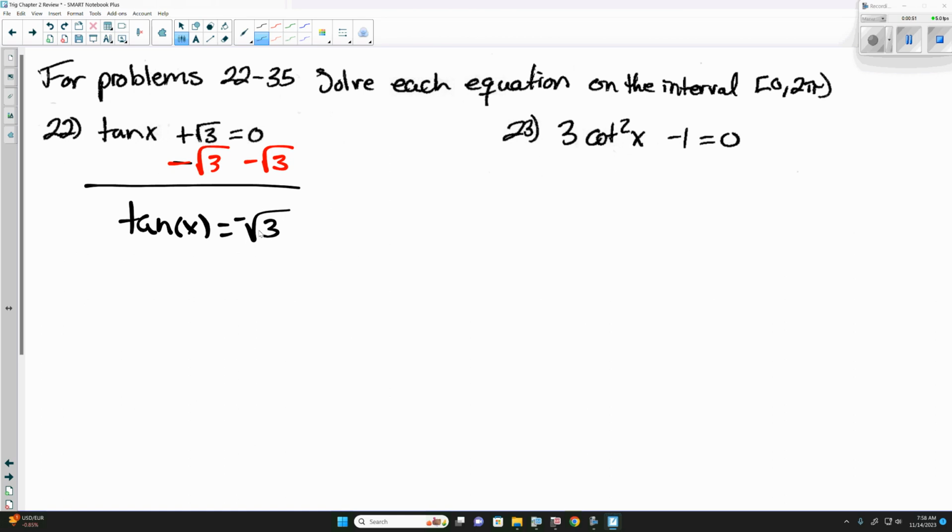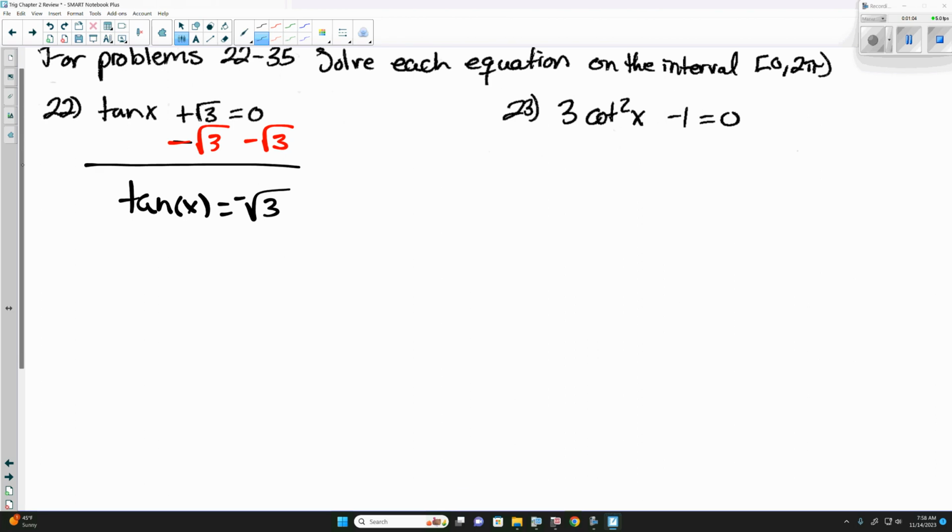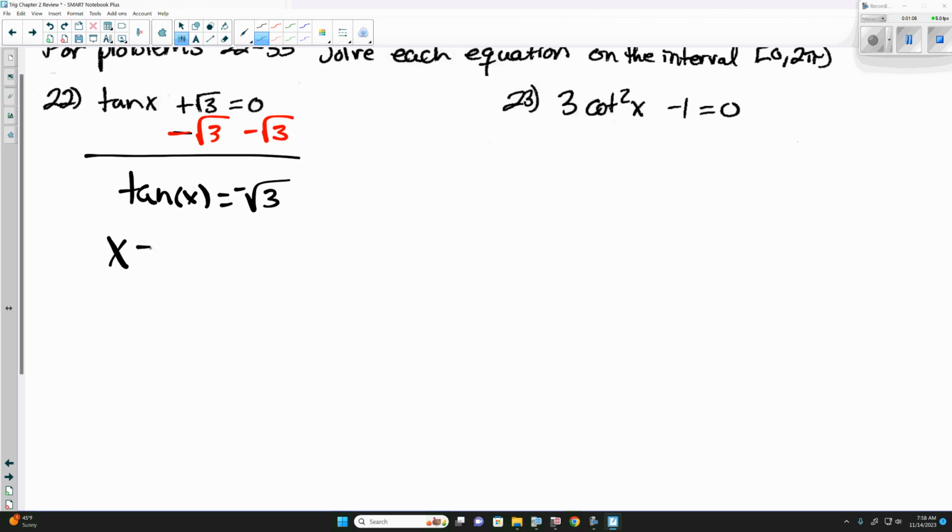Now, if we have tangent squared and tangent, a squared term and a singular term, then we want to get everything equal to 0, factor, and go from there. Here, we just have tangent. So we get tangent of x equals negative square root of 3. Well, unit circle. So square root of 3 is our pi over 3. Now, incidentally, on the unit circle, for pi over 3, any of the other angles that correspond to it are going to be divided by 3.